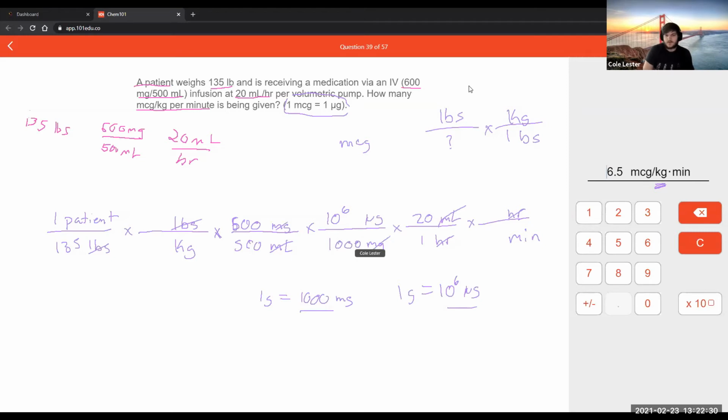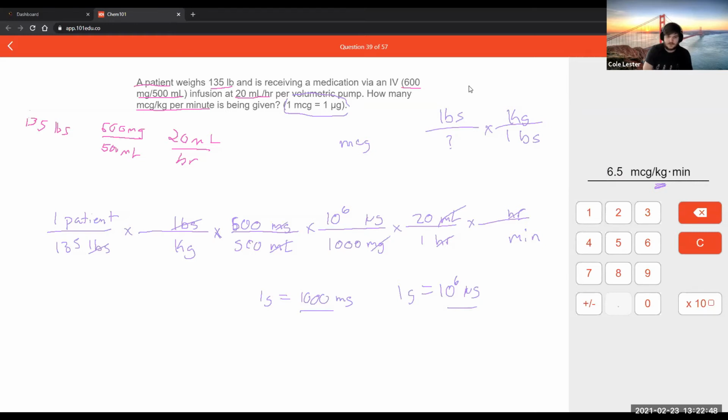So if you never know your conversion directly between two different units like this, if you can convert it back to something you do know, you can make your own conversion or equivalency factor.